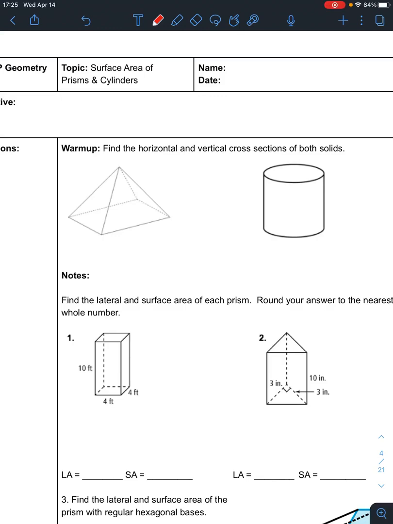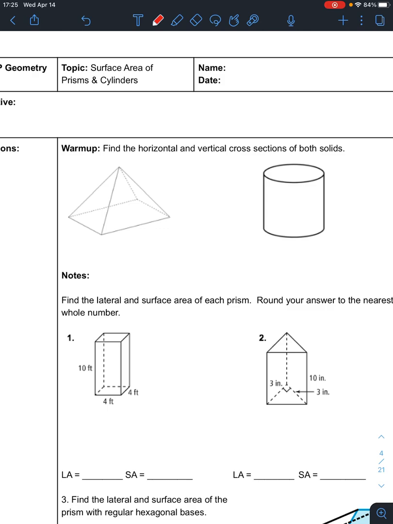Now that we have an understanding of what a three-dimensional shape looks like and how it's built, we can find the lateral area and surface area of prisms and cylinders. That's what our focus is today. And there are equations that you can use, but you can always go back to what we learned about a net. So first, let's talk about the difference between lateral and surface area.